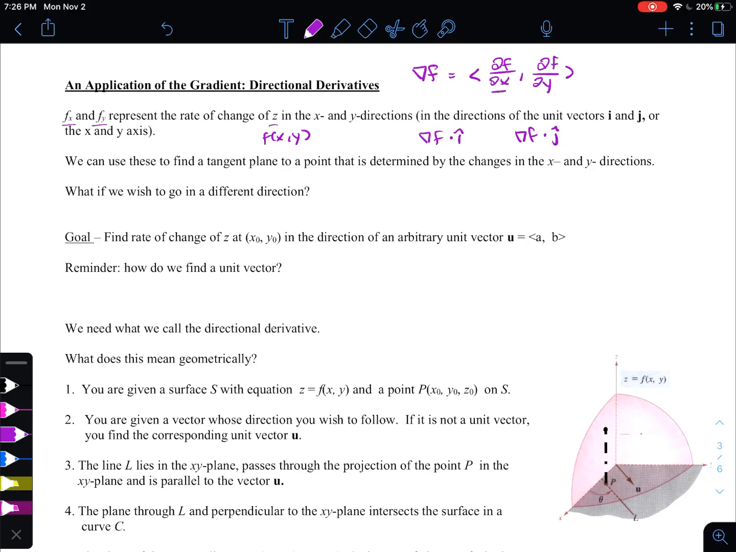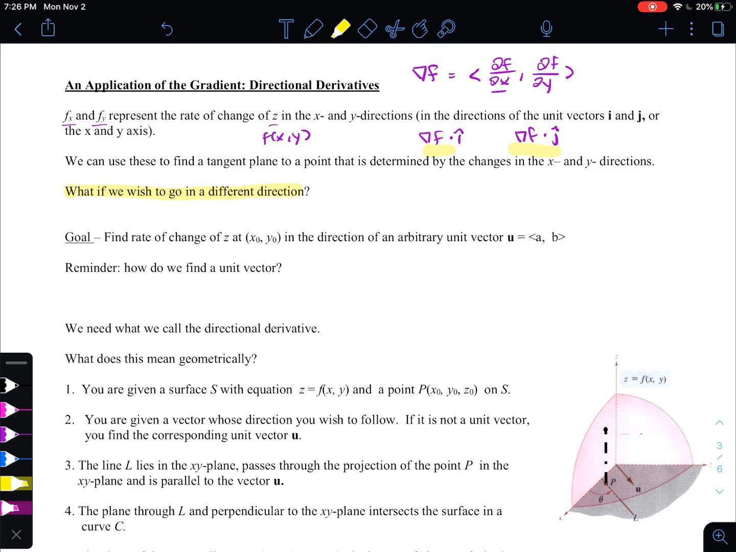But what if we want to go in a different direction? What if we want to look at how the surface is changing, not necessarily just in the x direction and not necessarily just in the y direction? Because not everything happens nicely along the x and y axes. Well, the concept is the same. We are going to use the dot product as I showed you up here, but we're going to dot it with a unit vector in a totally different direction.